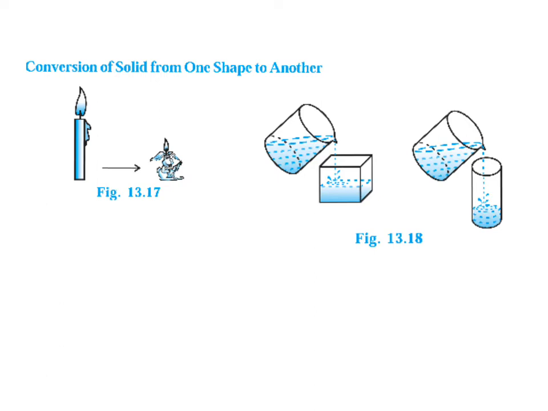This is what we have to remember when we come across objects which are converted from one shape to another, or when a liquid which originally filled one container of a particular shape is poured into another container of a different shape or size, as you can see in figure 13.18. To understand what has been discussed, let us consider some examples.